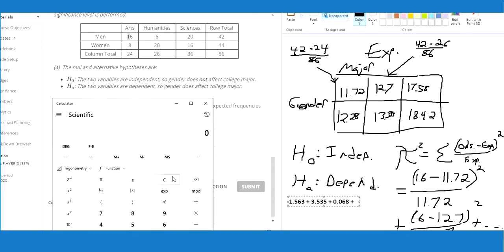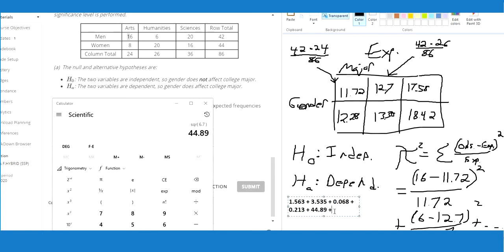And then women in the arts, the observed was 8, the expected was 12.28. Square the difference, then divide by the grand total. So 0.213. Women in the humanities, observed was 20, expected was 13.3, I think. Might have lost a decimal there.